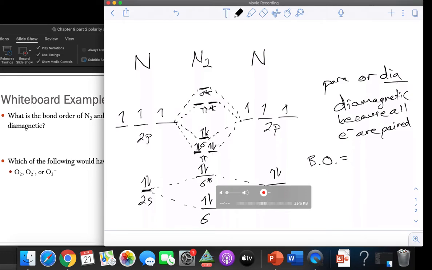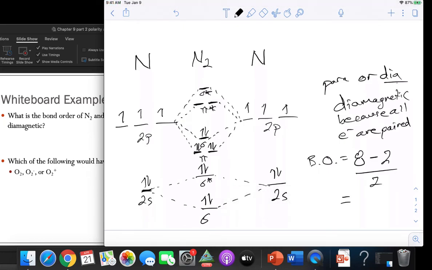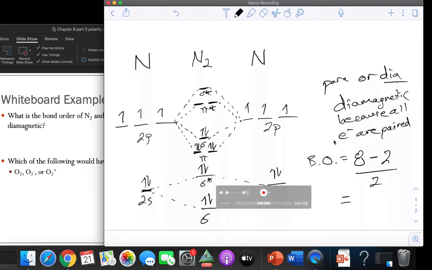All 3 of these are bonding orbitals because they're all lower in energy than where they started, and there are no star symbols with them. So that means we have 2, 4, 6, 8 total electrons in bonding molecular orbitals, minus, if we look at our antibonding, here's an antibonding, there's our other antibonding, there's only 2 electrons in the antibonding orbitals. And we're going to divide all of that by 2. So 8 minus 2 is 6, divided by 2 is going to give us 3 for a bond order.